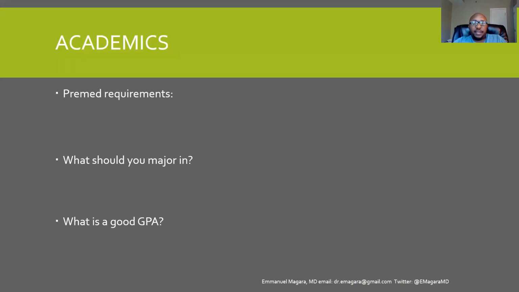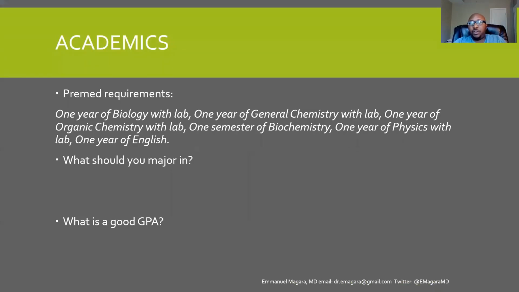When people hear about pre-med, they think it's a degree. It's not a degree in pre-med. You just do the pre-med requirements, which are a year of biology, 2 years of chemistry, 1 year of physics, and now I think most places require a semester of biochemistry and then 1 year of intensive writing or English. So those are the requirements that you need to be able to apply and get accepted into medical school.